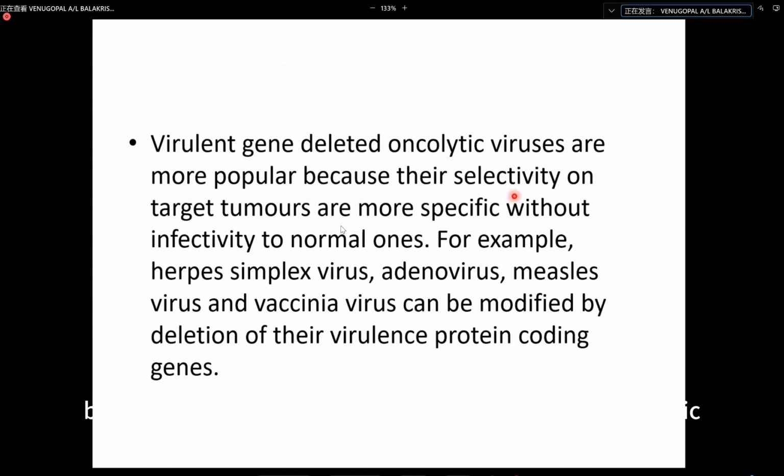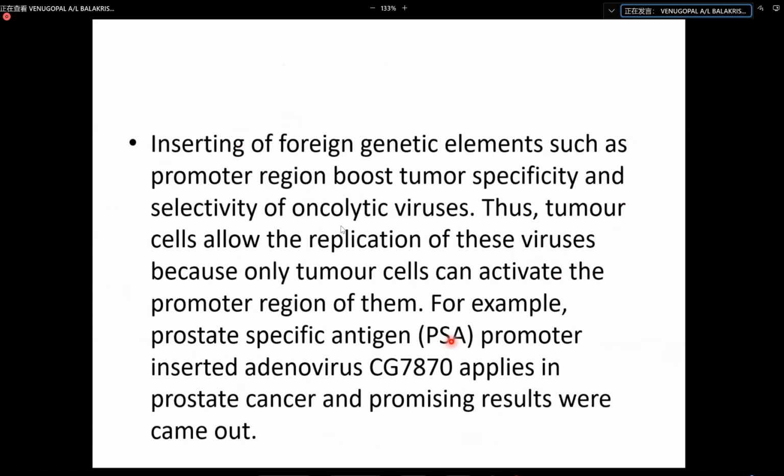their selectivity on target tumors is more specific, without infectivity to normal ones. For example, herpes simplex virus, adenovirus, measles virus, and vaccinia virus can be modified by deletion of their virulence protein coding and then used as a virotherapy.